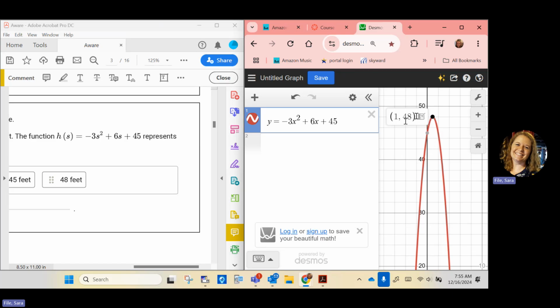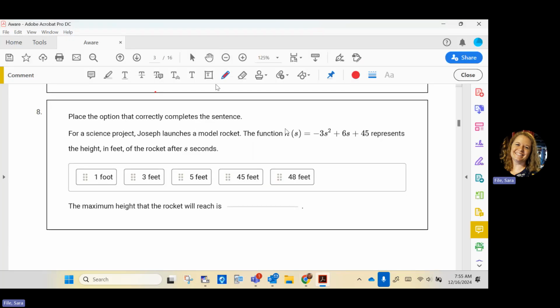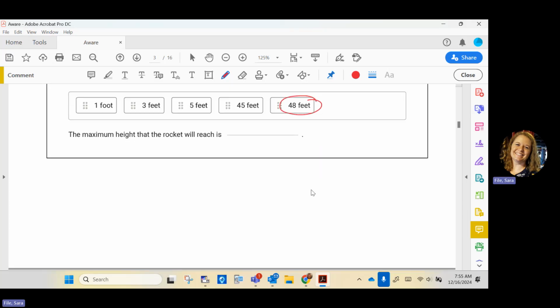It says that the equation, the y value, is representing the height. So the height is the y. So 48 is our answer there, not the 1. The 1 is how many seconds it took. It would be 1 second to get to 48 feet high.